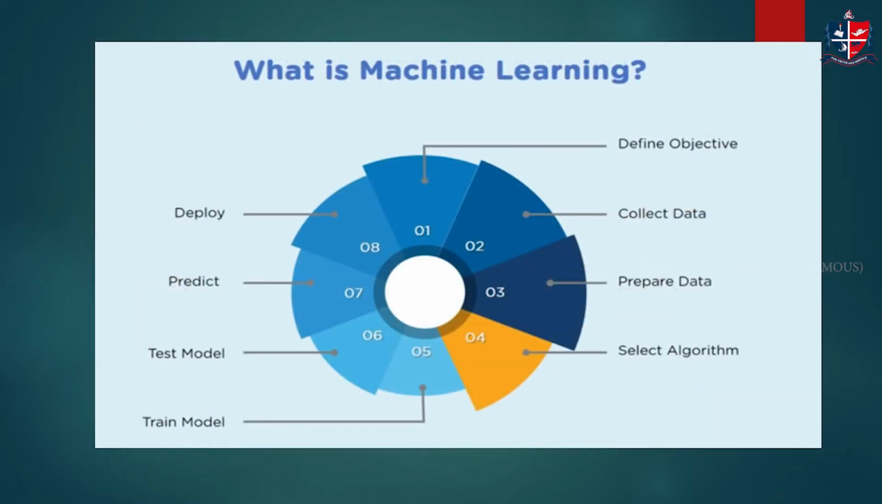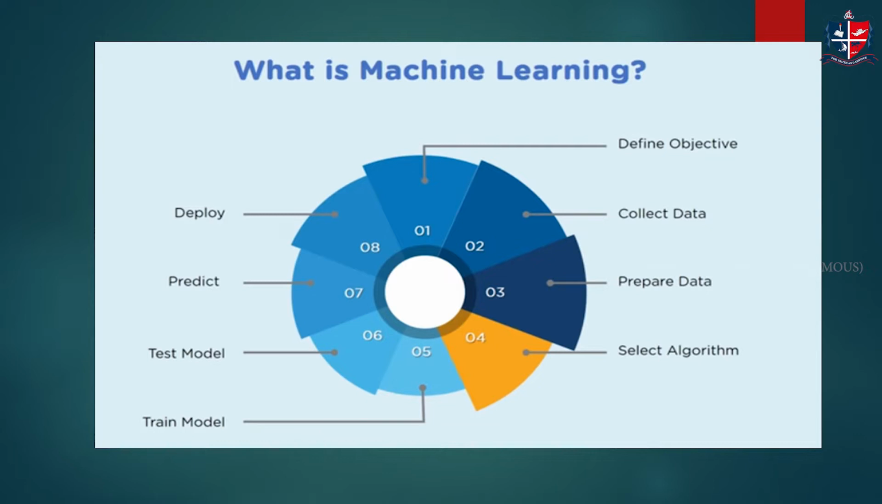This slide explains the different steps in machine learning. The first one is define the objective. Define the objective means what exactly our problem is. In the second step, we are collecting the data based on the objective. And in the third step, we are preparing the data. Preparing the data means data cleaning. After data cleaning, we get the data and in that data, we are applying the machine learning algorithms. That is the fourth step.